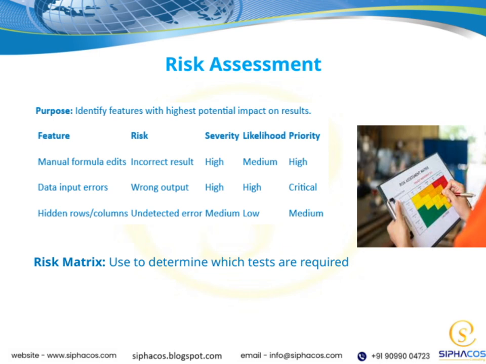So, in summary, the risk matrix is a practical, visual tool that guides us in making informed decisions about testing priorities based on risk levels. This helps us manage risks proactively and ensures we're covering the most critical areas thoroughly.